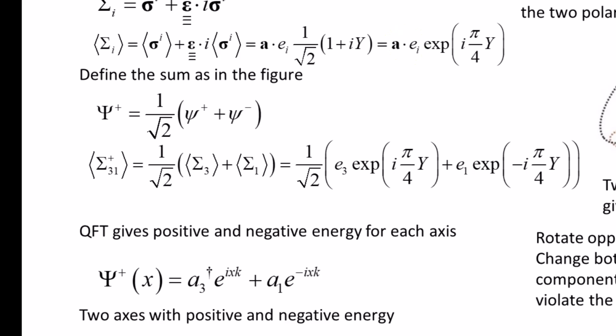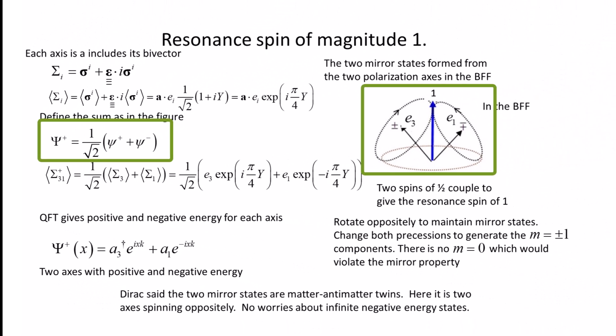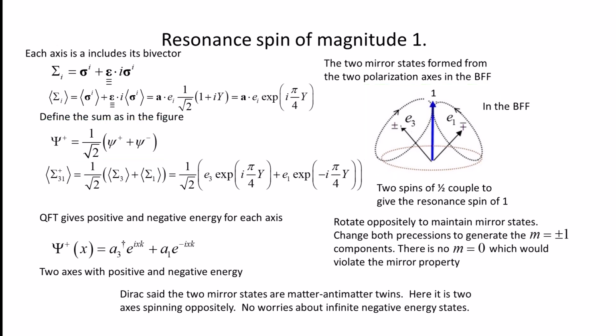Now, using the polarizations as a sum of the mirror states means this resonant spin is a sum of the 1,3 axes and normalized by a root 2. This forms the resonant spin of 1 by the vector coupling of the two spins of 1/2. The two axes are shifted by pi over 4. I'll come back to this on the next slide.